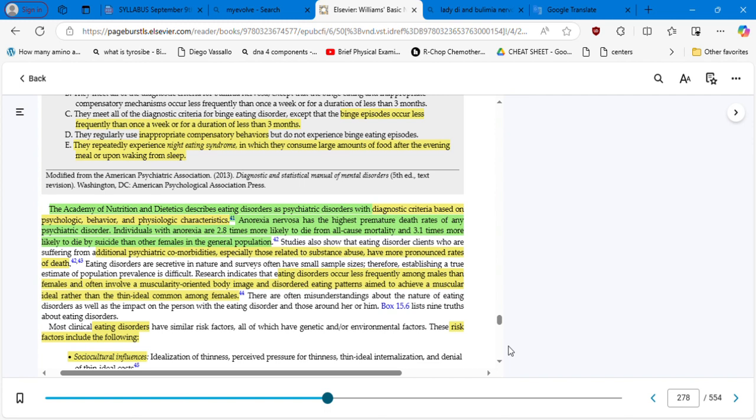So anorexia nervosa has the highest premature death rates of any psychiatric disorder, anorexia nervosa. Individuals with anorexia are 2.8 times more likely to die from all-cause mortality and 3 times more likely to die by suicide than other females in the general population.